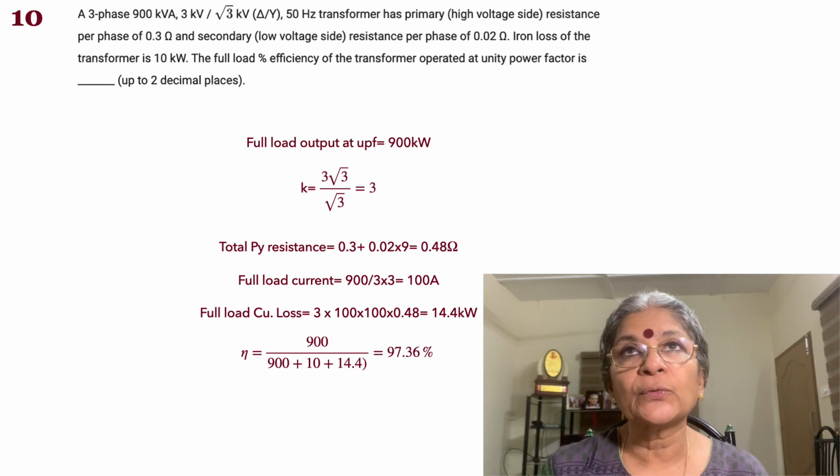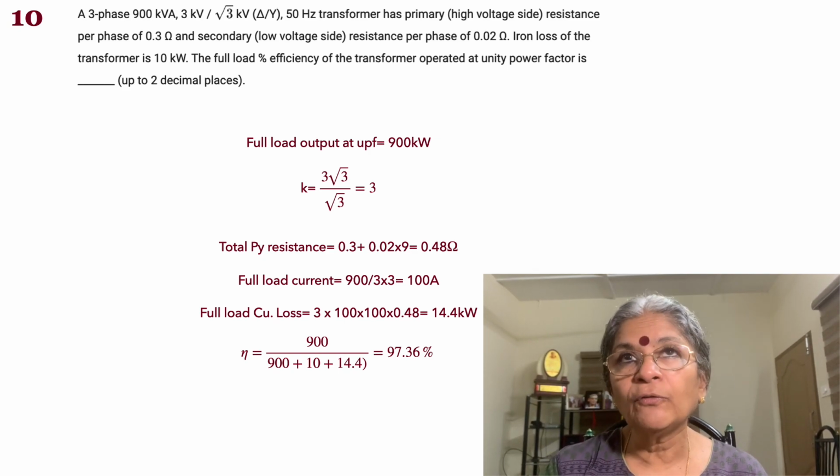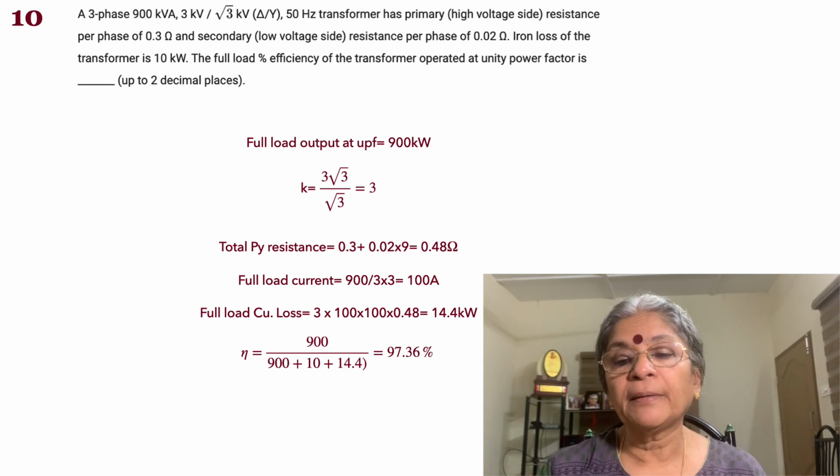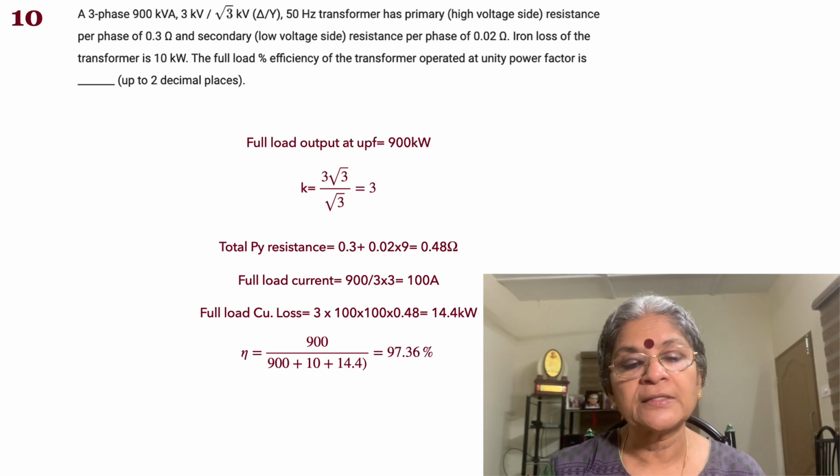Then 100 square into 0.48 will give you per phase copper loss, multiplied by 3. So 14.4 happens to be the full load copper loss. As simple as that, and in all 3 phases. So you can work with the 3 phases together.